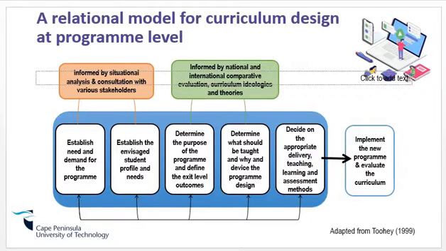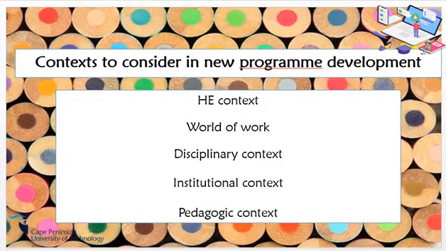If we go back to Susan Tui's program design model that we looked at briefly in topic 1, we can see that before we start designing, we need to be sure of the context for the programs, the stakeholder needs and interests, and students' needs and interests. There are other contexts that need to be considered as well, and these can be identified as follows: the higher education context, the world of work context, disciplinary context, institutional context, and pedagogic contexts.